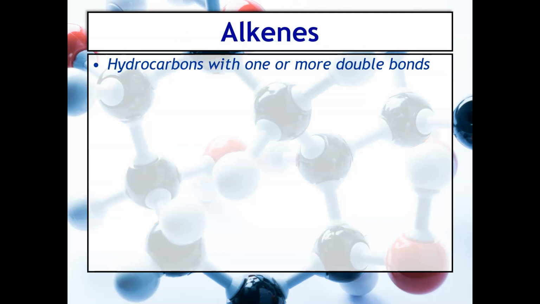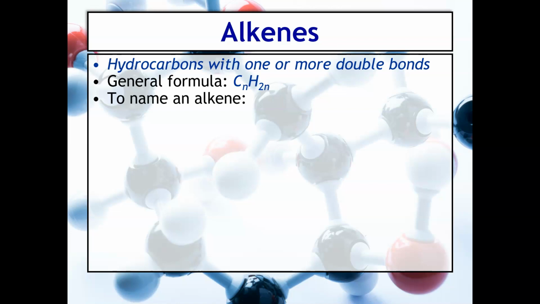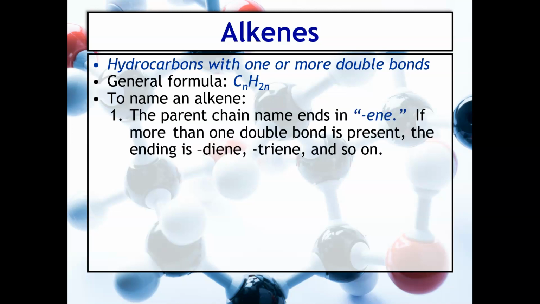Alkenes are hydrocarbons with one or more double bonds. The general formula is CnH2n. You may recognize this from the cycloalkane formula. It is identical to that. To name an alkene, you have to use the parent ending -ene. If more than one double bond is present, you have to use the ending -diene, -triene, and so on.